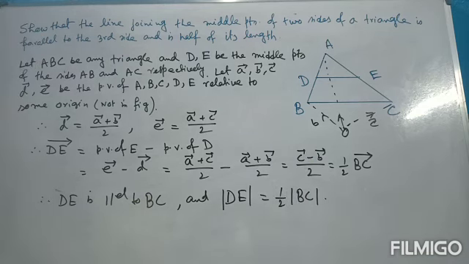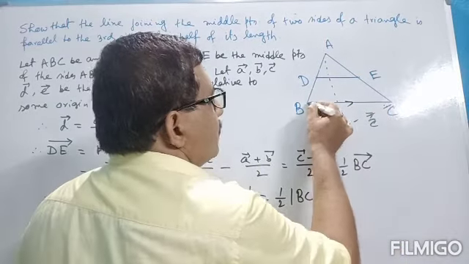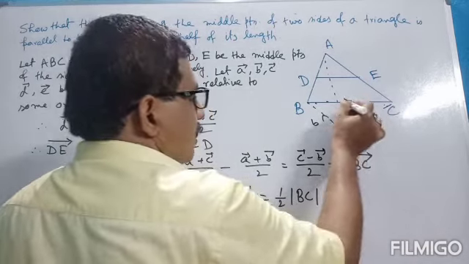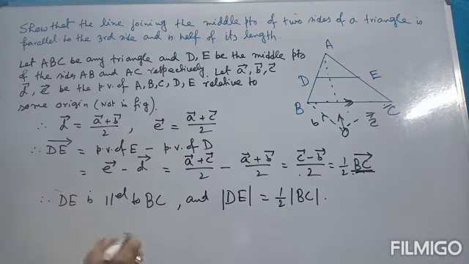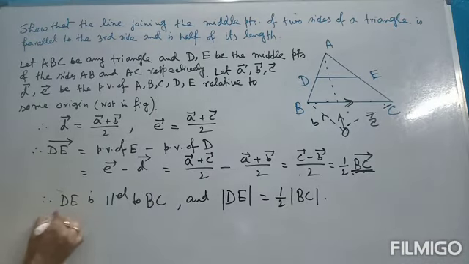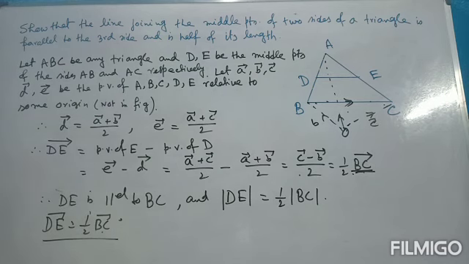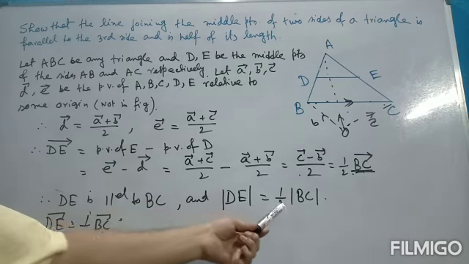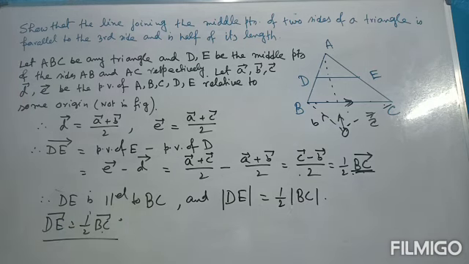C minus B is nothing but the vector BC. The position vector of C minus the position vector of B is this vector. Half is common, so half of BC. So we have proved that vector DE is equal to half of vector BC. So they must be parallel. DE and BC are parallel to each other, and the constant is half. So the modulus of DE is half of the modulus of BC. So DE is equal to half of BC. This proves the theorem very easily.